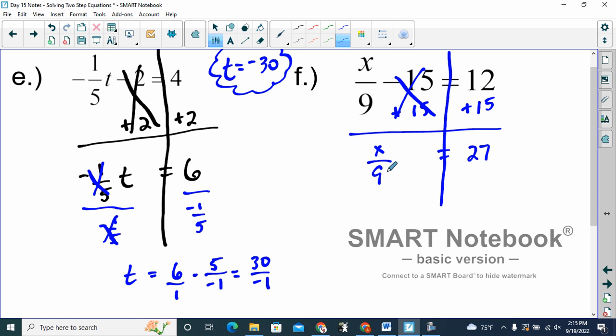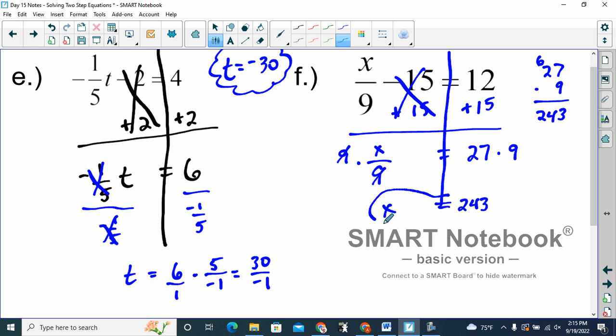Want to think about what is happening to our x. We are dividing by 9. We undo division with multiplication. We're going to multiply both sides by 9. So I get x equals 27 times 9. 9 times 7 is 63. 9 times 2 is 18, plus 6 is 24. X equals 243.